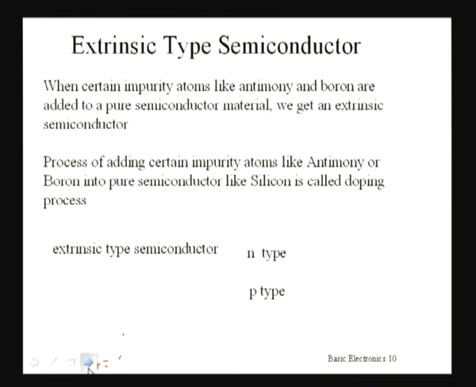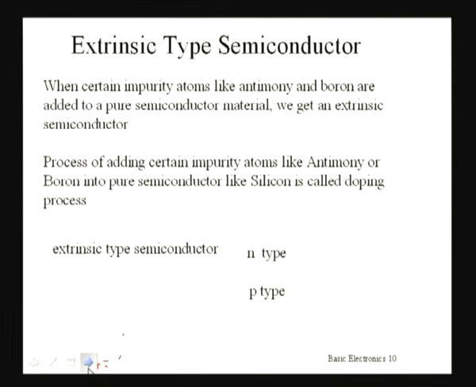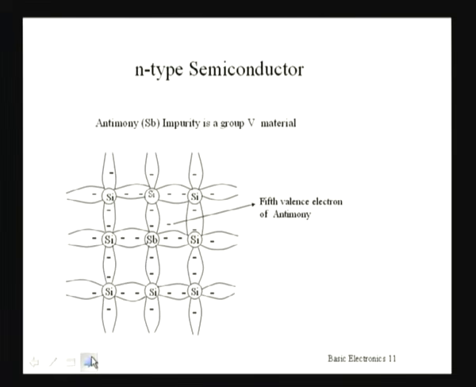You can get an N-type extrinsic semiconductor if you add a pentavalent impurity material like antimony or phosphorus into a pure semiconductor like germanium or silicon. Or you can have a P-type extrinsic semiconductor when you add a trivalent impurity material like boron or indium into pure germanium or silicon. But what happens when you add an impurity atom to a pure semiconductor? Let us take, for example, an N-type semiconductor, and see how it is formed.